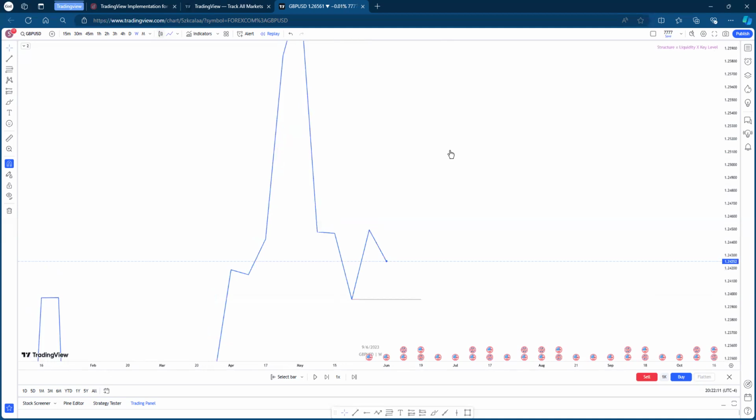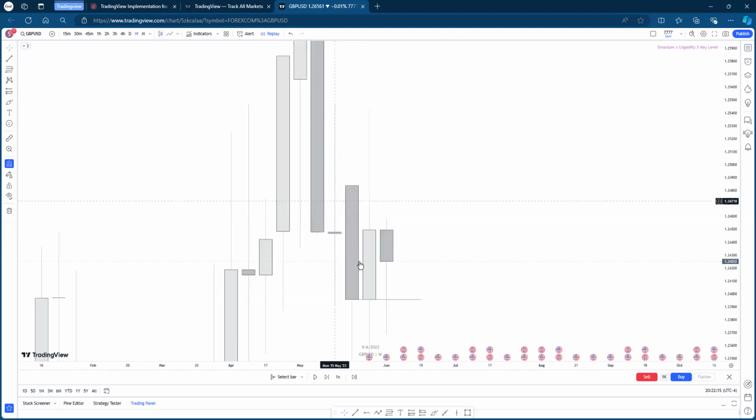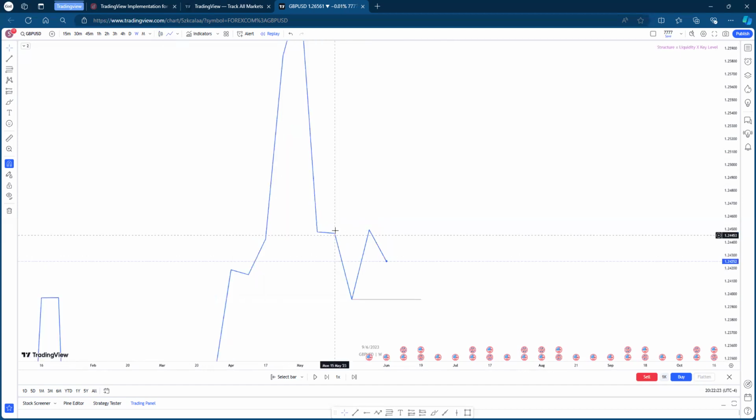If you move to the candlesticks, you can see that there's nothing like a break of structure here. This is like a confusing candle. People will not even know what price actually did, right? But when you move to a line chart, you can see that it broke structure. You see the importance of break of structure. It broke structure here, right? And it also created a key level for us.